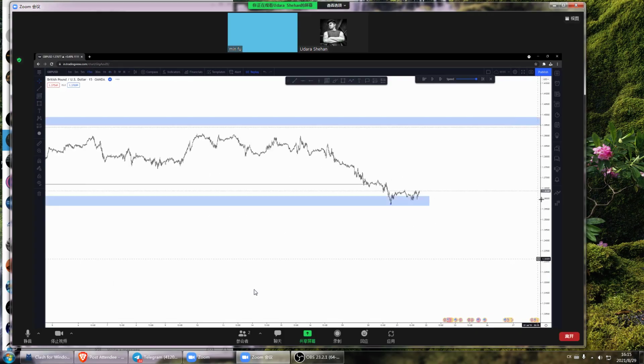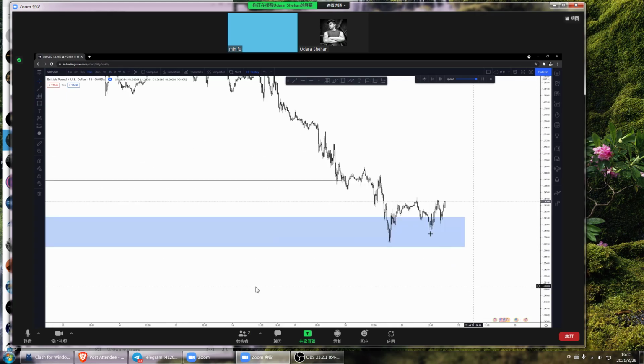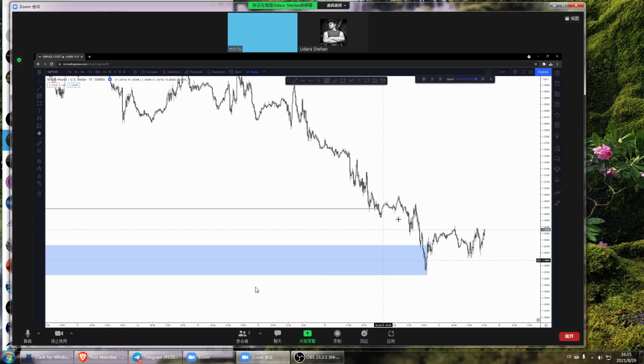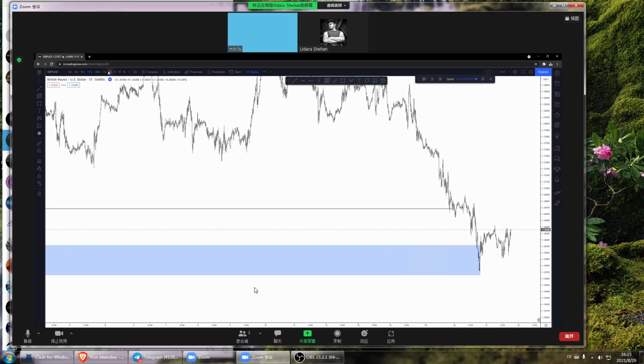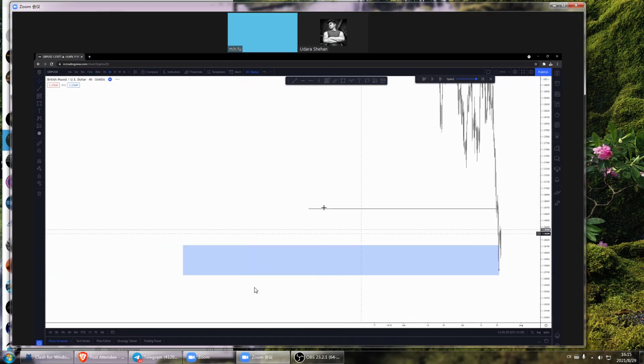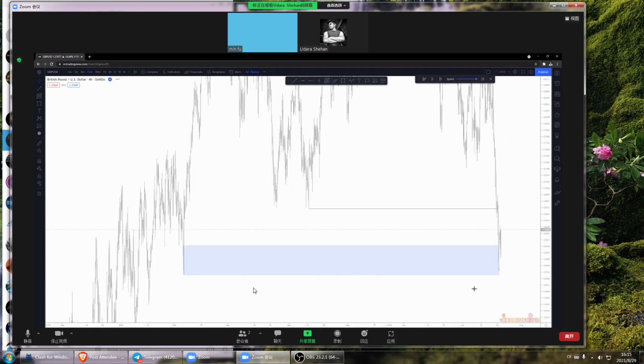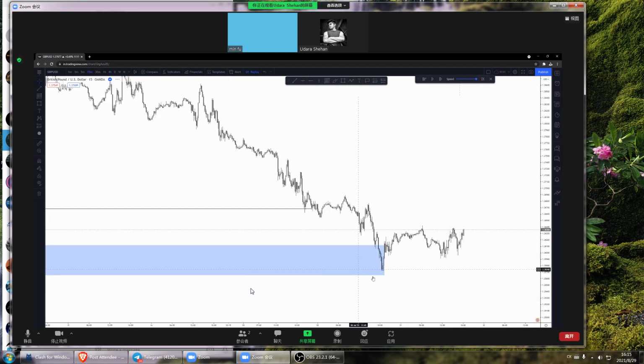Okay, now when we go into a 15-minute, what can we see? Price has taken out liquidity from these lows. See, price has taken out liquidity from these equal lows, and now price is inside of a 4-hour order block, a 4-hour high probable order block.